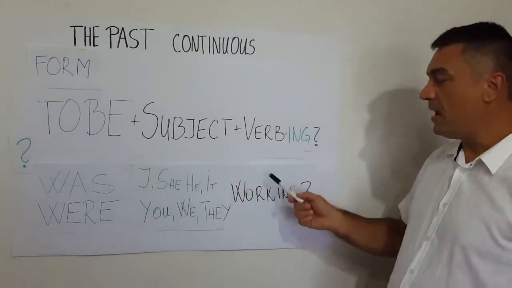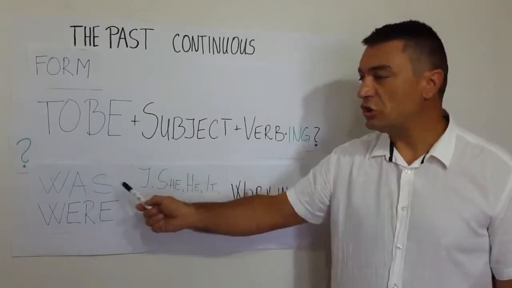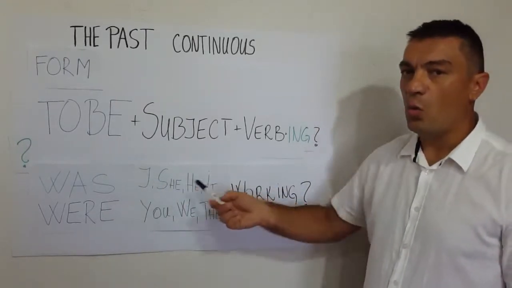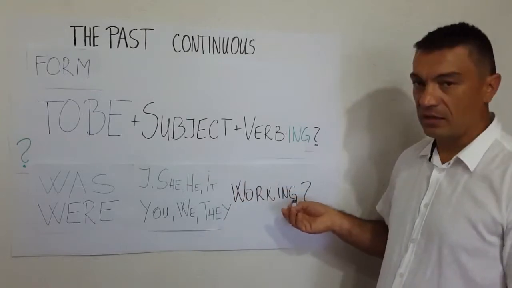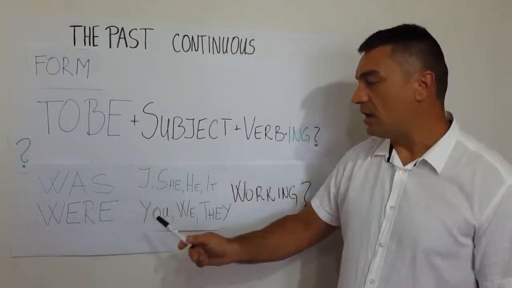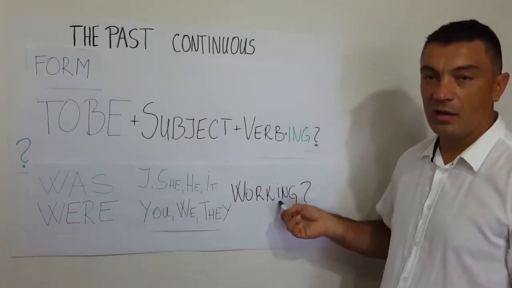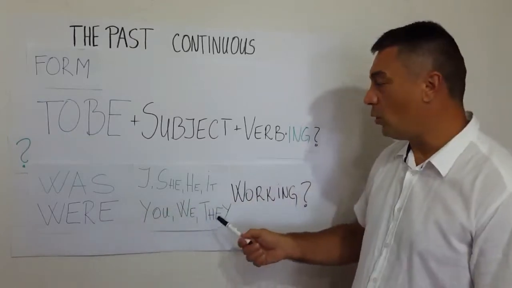subject, main verb. Was I working? Was she working? Was it working? Singular. Plural. Were you working? Were we working? Were they working?